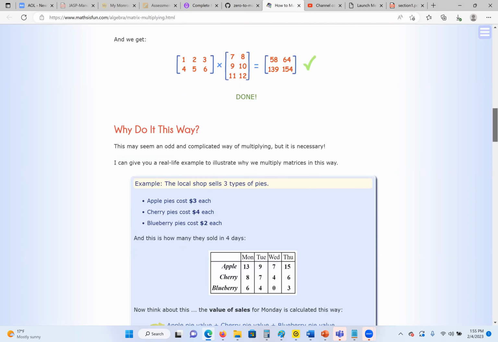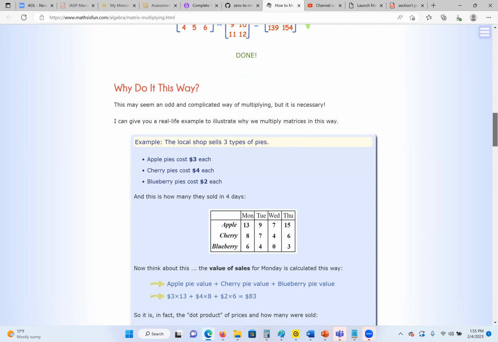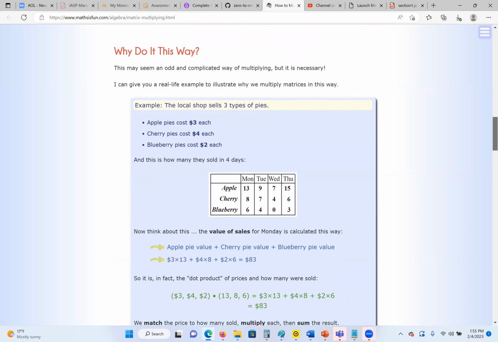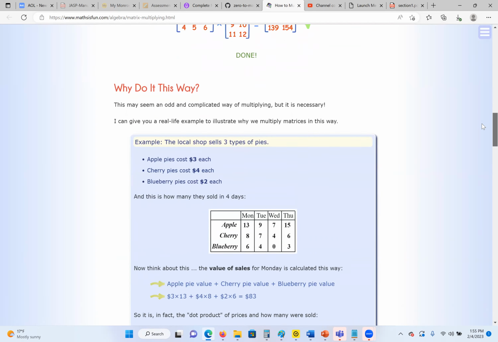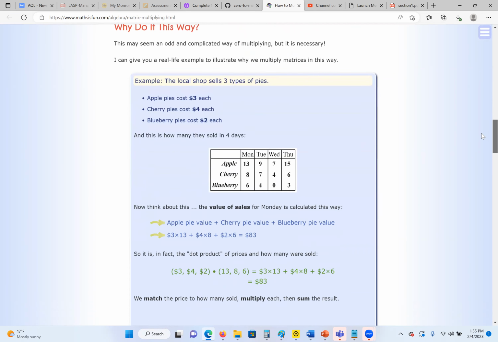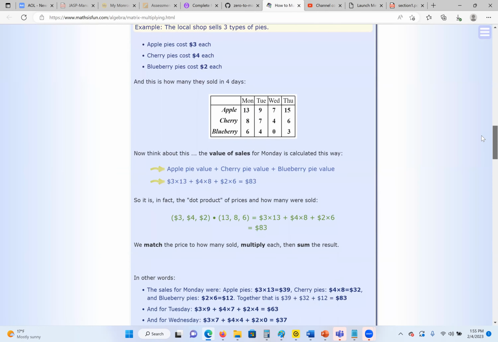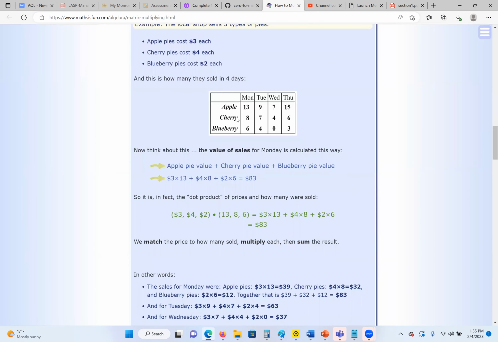So that's the whole idea of matrix multiplication. Now, when we are using Python, we don't need to worry about all this. We are just going to use the function, but it's good to understand the whole concept. Another example is given here.